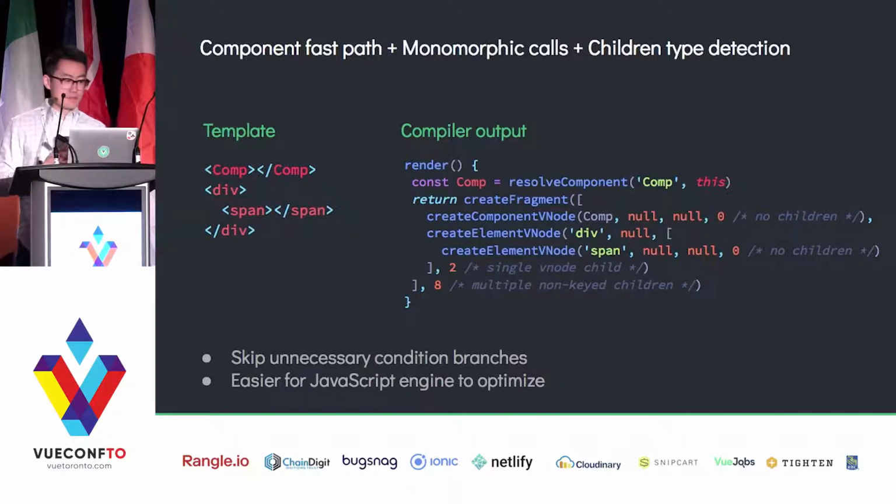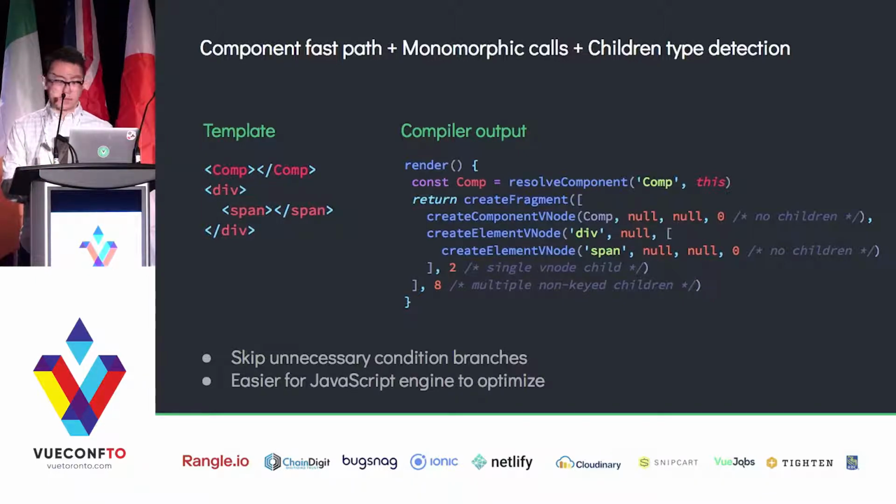And then there is component fastpath, which means just by looking at your template, if something is uppercase, it's most definitely a component, right? So we can just directly generate code that creates a component instead of having to, at runtime, check, oh, if this tag is a component, I'll generate a component, otherwise I'll generate an element, right? So we skip a lot of this guesswork at runtime, and we can do that by inferring the information at compile time.